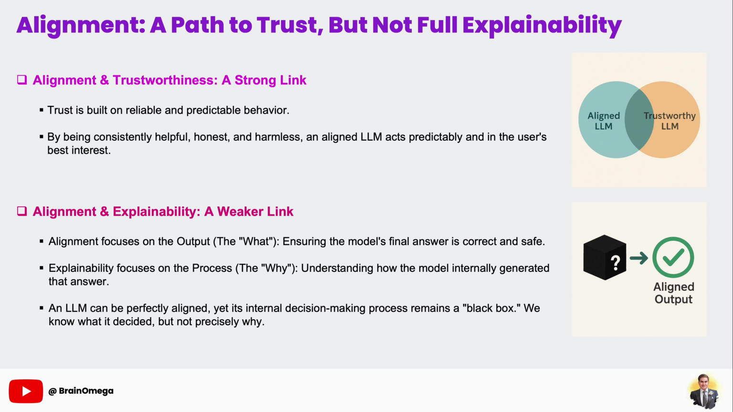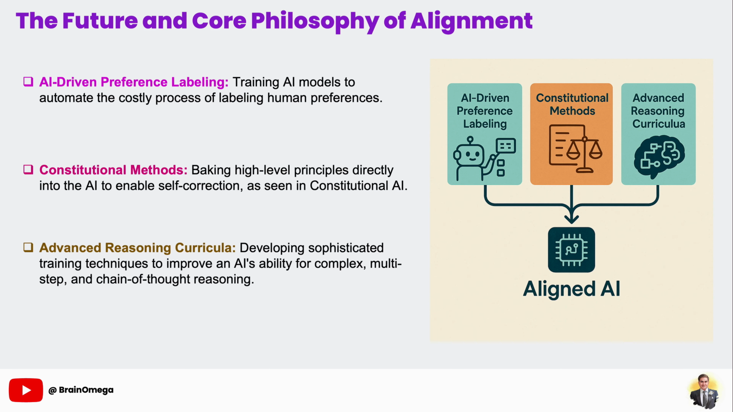So, the key takeaway is this. Alignment is our most effective tool for creating reliable, predictable, and safe AI that we can fundamentally trust. It solves the problem of behavior. But we should see it as distinct from the separate, ongoing scientific challenge of making these incredibly complex systems completely transparent.